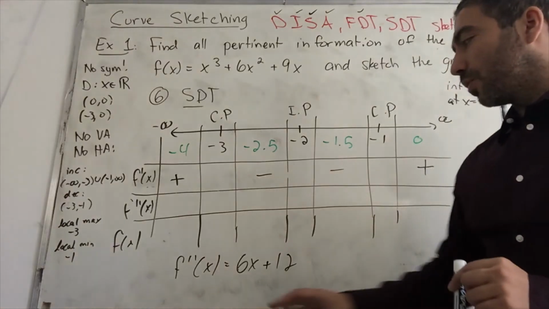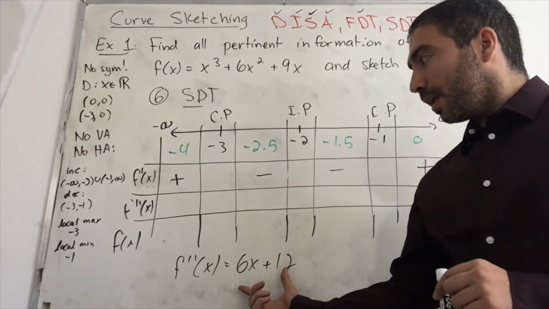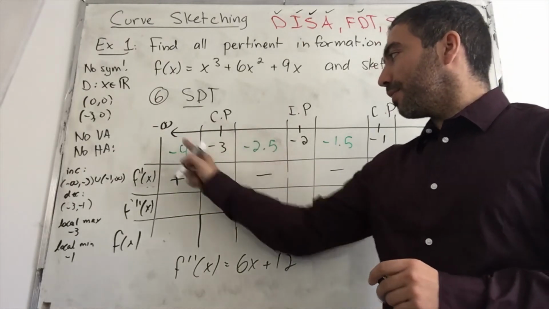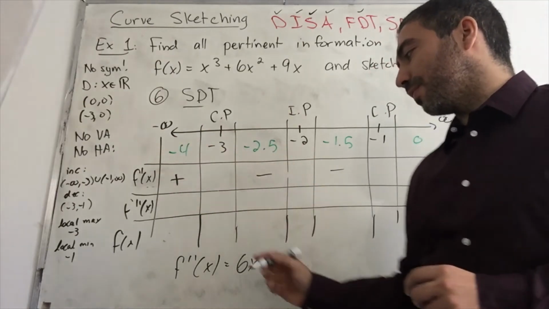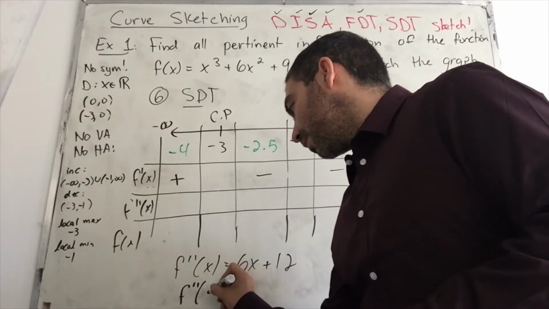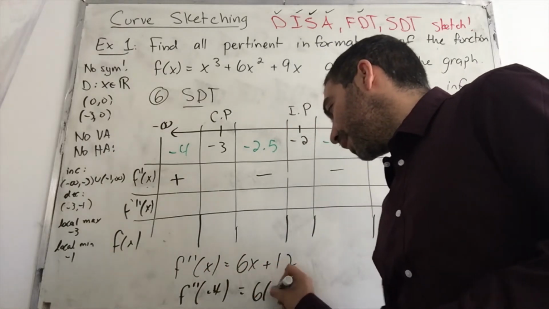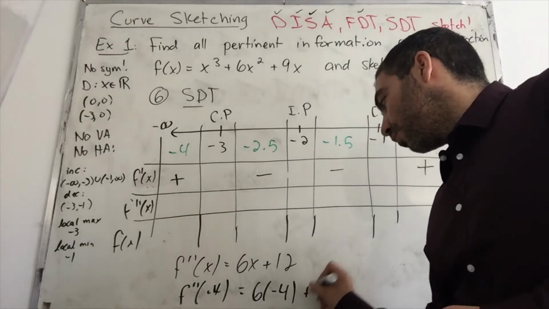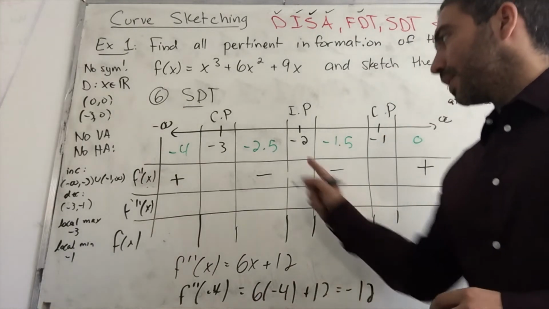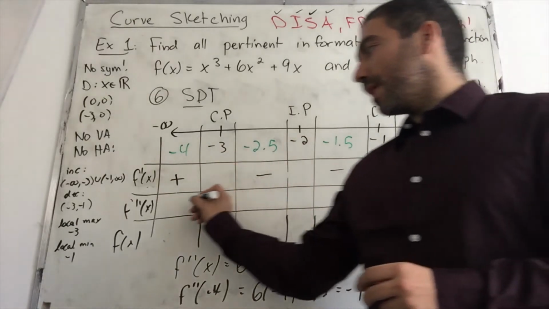Yeah, so it's 6x plus 12, and we're going to plug in a value to the left. So let's choose any point to the left of -2. I'm going to take, I don't know, -4. So f double prime of -4 is 6 times -4 plus 12. This is -24 plus 12, which is -12. We know it's negative. So to the left of it, we're getting a negative value.